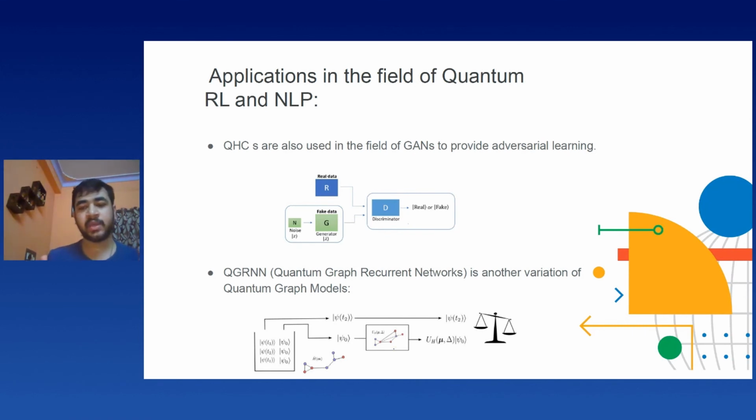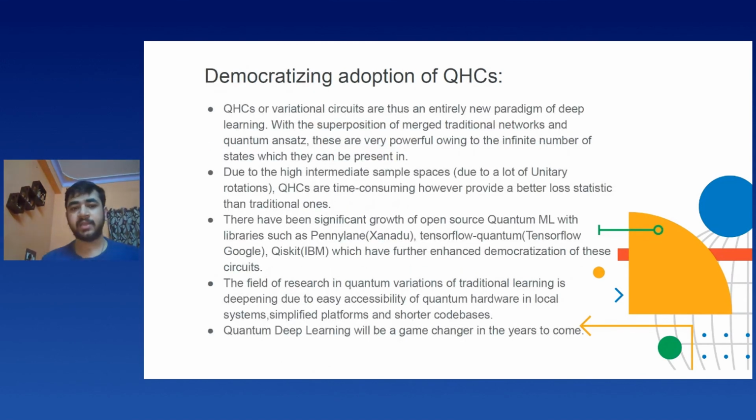In GANs, we can use a quantum variational circuit for the discriminator and a quantum variational circuit for the generator. We try to optimize their different loss functions, just like in a classical simple GAN, and we try to determine whether the discriminator is predicting real or fake data. These circuits are quite interesting because for GANs particularly, it opens up an entire realm of possibilities. So that is the last part of this talk, democratizing the adoption of hybrid circuits.